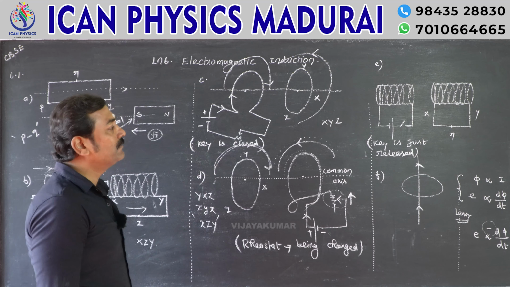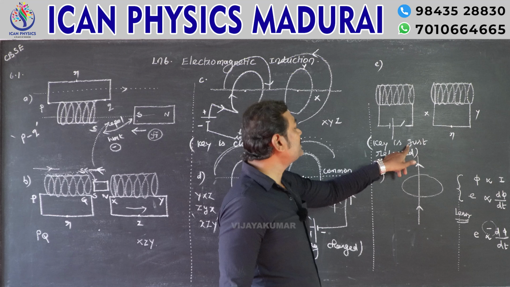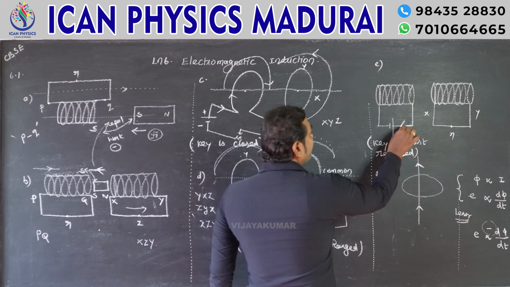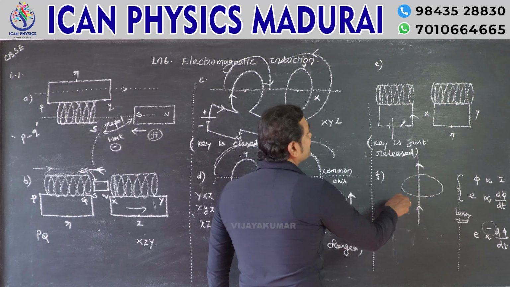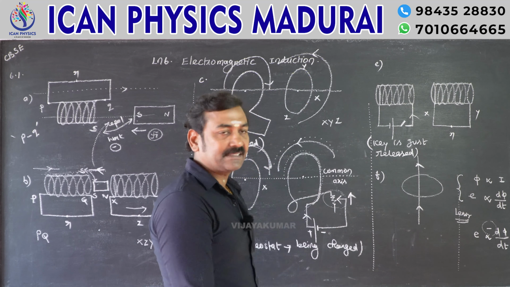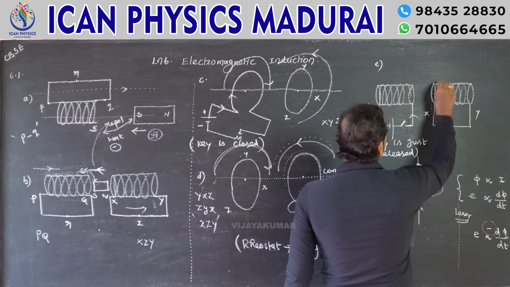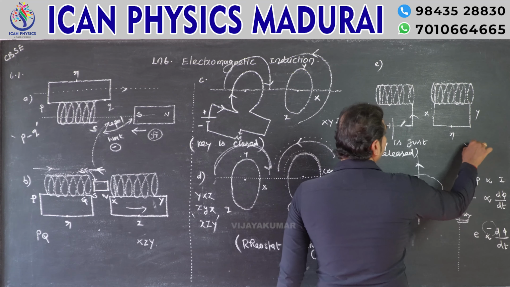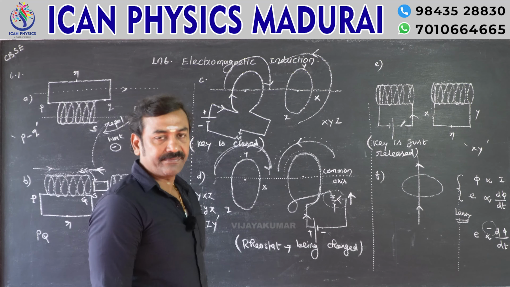Okay. Now, question number E. When the key is just released, what happened? The current flows, and it just tries to decrease, so that the induced current flows from X to Y. X to Y. Okay. And the last one, F.